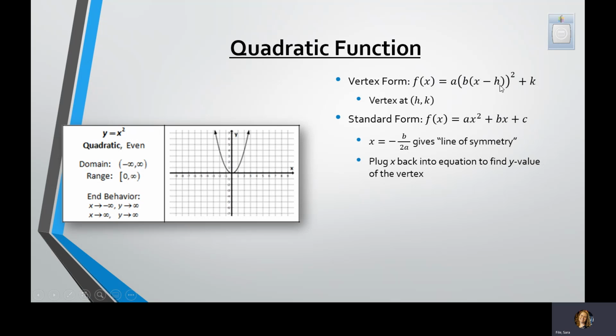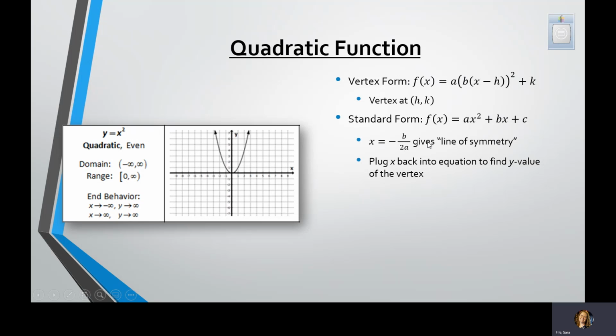Now, if your equation is in standard form, you can't see the vertex. Like you can just pick it out here using H and K. So you've got a little bit of work to do to find the vertex. You would have to do negative b divided by 2a, and that's going to give you the x value of the vertex. That's going to tell you where the line of symmetry is that cuts your graph in half.